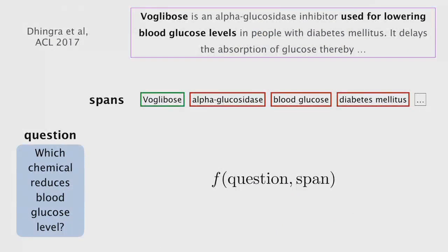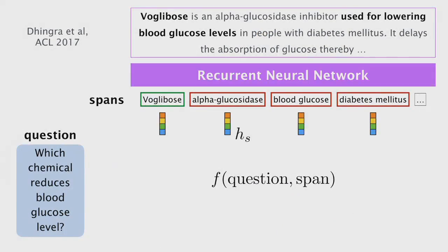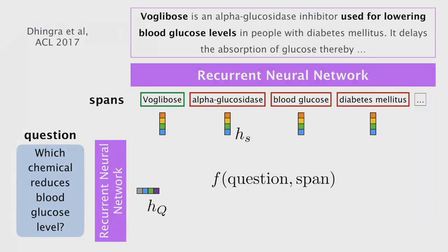So to do this, we can use what is now a pretty standard architecture, which is we'll represent each of our spans as a fixed size vector, which we are going to derive using a recurrent neural network applied to the input passage. Similarly, we are going to create a fixed size vector for our question, which is going to come from another recurrent neural network. And then we are going to model the score between a question and a span as the inner product between these two. And now we're going to assume that we have access to some training data which pairs questions with their answers to train the parameters of the two recurrent neural networks.